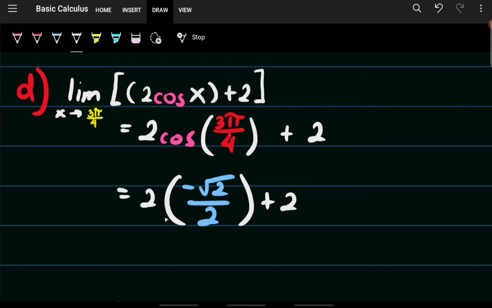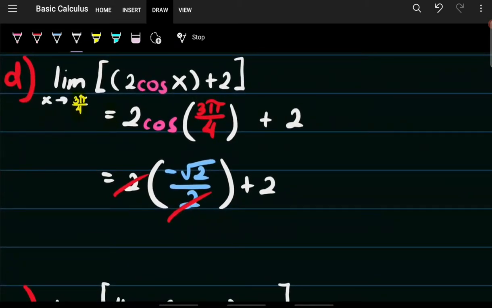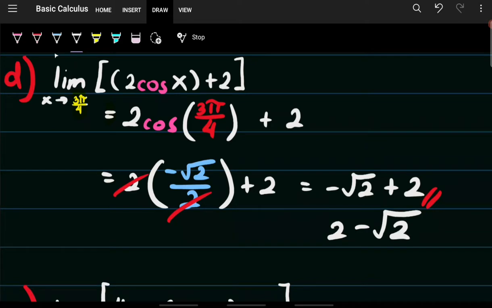Now let's simplify. 2 times negative square root of 2 all over 2. Just cancel out the factor and the denominator. This will give us negative square root of 2 plus 2. I think this is our final answer. The final answer is negative square root of 2 plus 2, or you are allowed to rewrite this as 2 minus square root of 2. So this is our final answer.